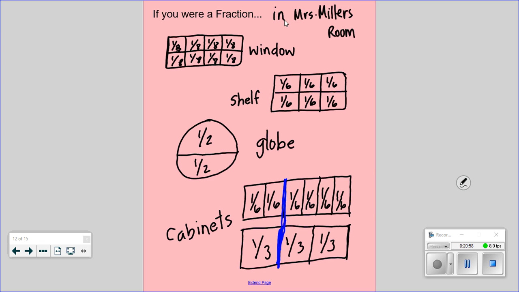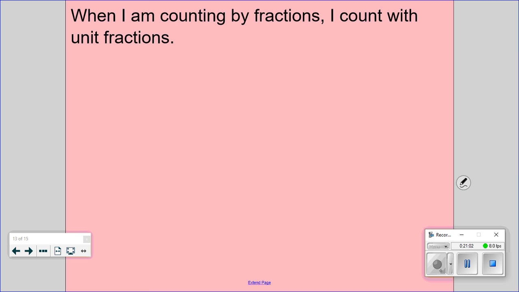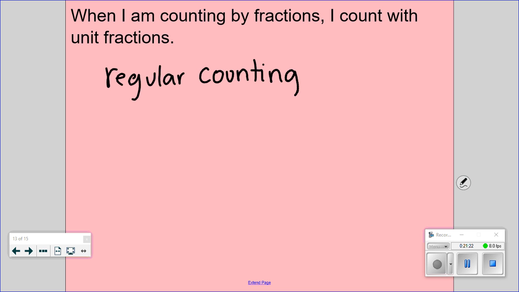All right, I have one last. Will, what's up? Go for it. So we're going to talk about counting fractions. You can count fractions just like you count regular numbers. So regular counting, let's pretend I am counting books. I might say, one book.